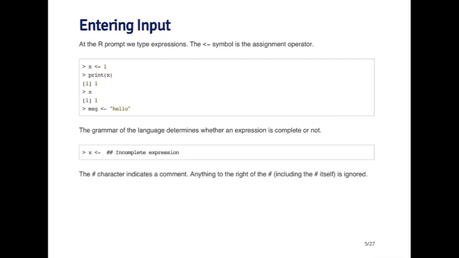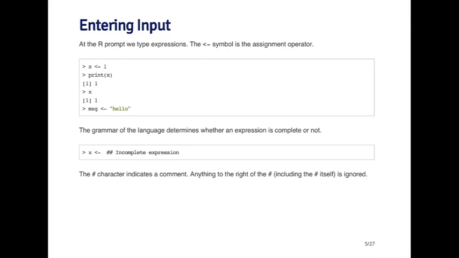Another thing to think about is that x is also considered an R object, a numeric object that has one element. So it's really a numeric vector where the first element is the number 1. In the third expression here, you'll notice I'm just typing x at the prompt, and when you hit enter, it prints out the value of x. This is another way to print out an object without explicitly calling the print function.